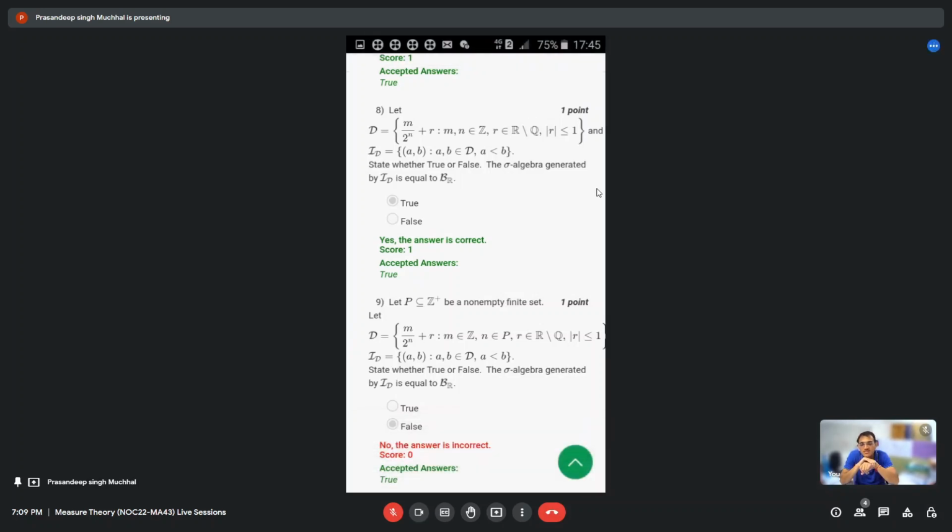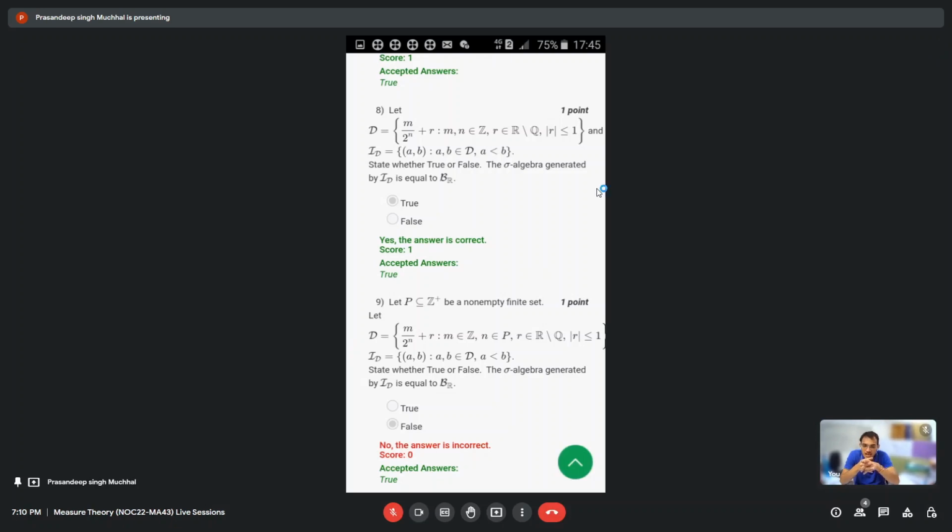So the sigma algebra generated by this ID contains every open interval. Correct. So it contains the sigma algebra generated by every open set in the real numbers R, and that is how it equals the Borel sigma algebra. Am I correct? Yes, you are correct. But in problem nine, what is the problem then? In nine, the set here is finite because P is finite. So how is it equal to the Borel sigma algebra?